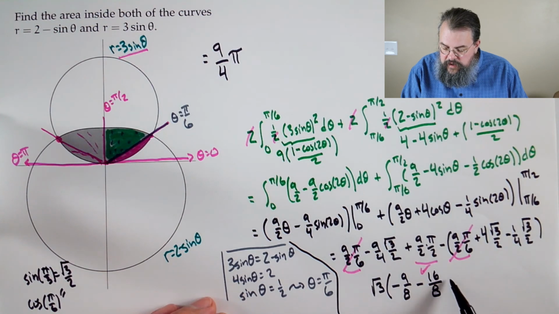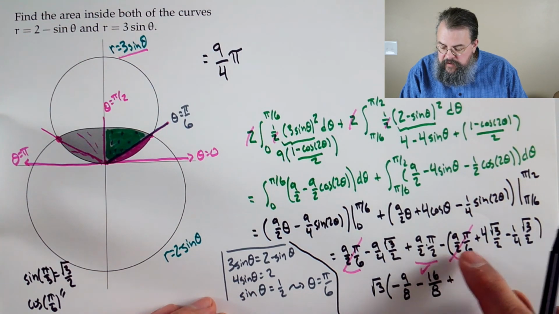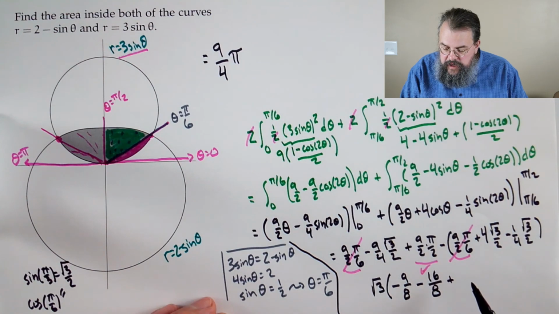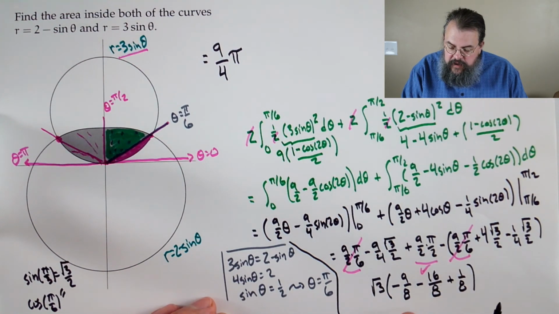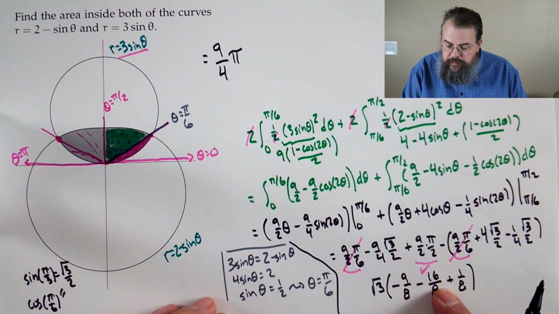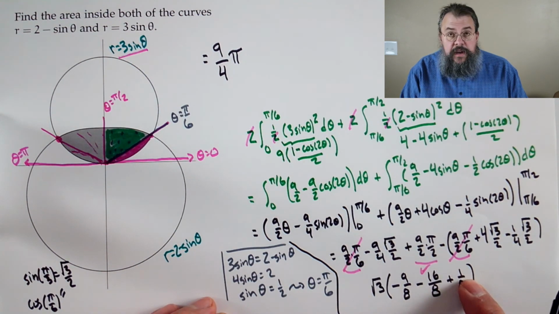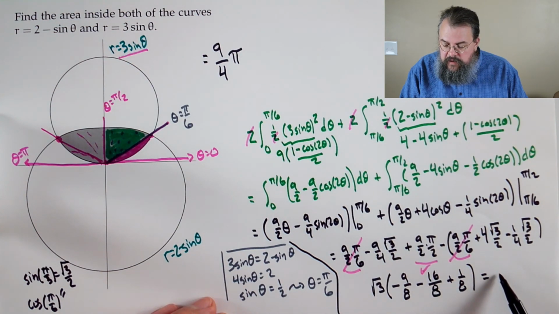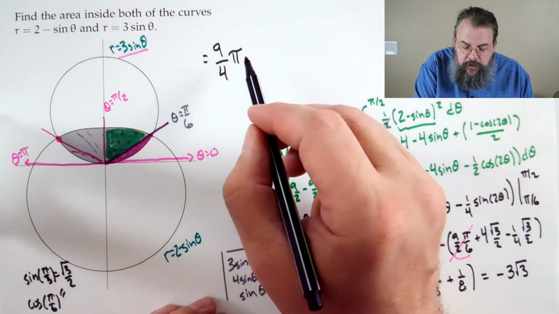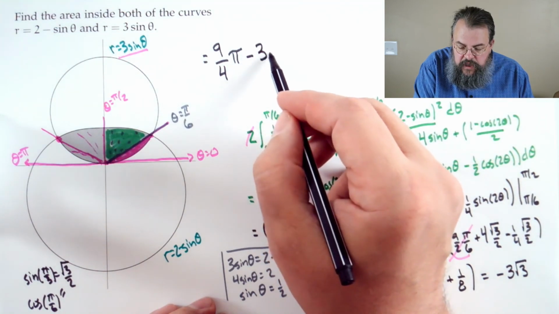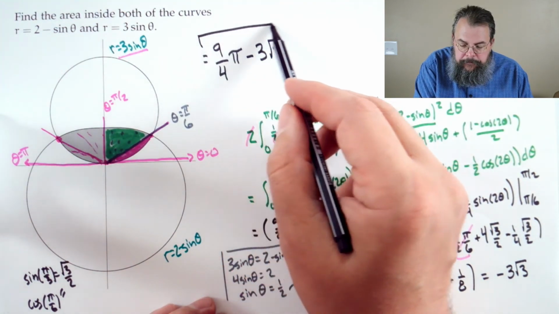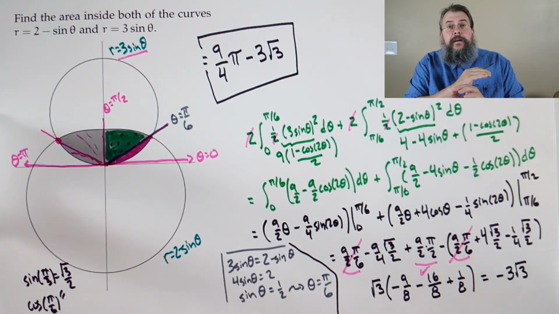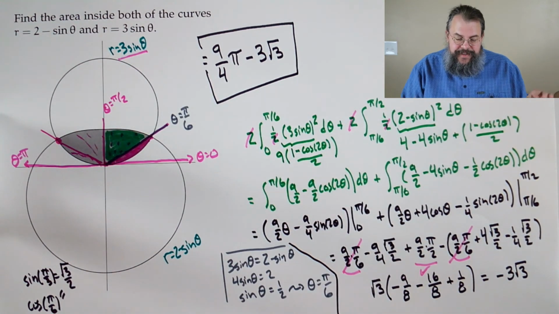Plus, and here it would be minus minus, plus, and then 1 over 8. Well, that actually becomes not so bad, right? Minus 9 minus 16 is minus 25. Plus 1 makes minus 24. Divided by 8 makes this minus 3. So this makes this minus 3 root 3. So 9 pi over 4 minus 3 square root of 3. And we're done. That's the answer.